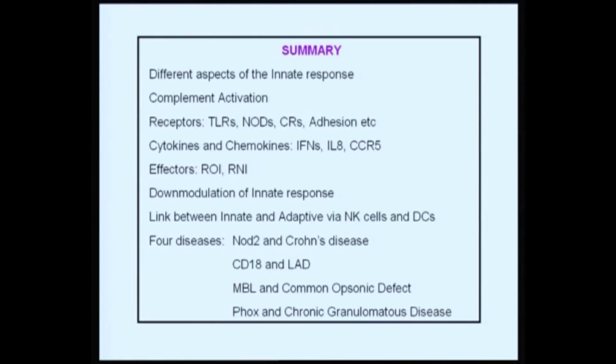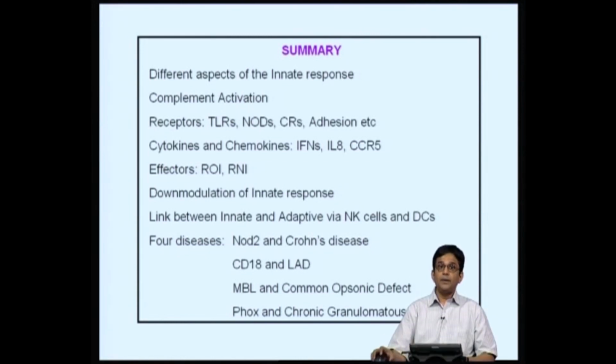I will now briefly summarize and go over some of the main aspects that we have covered today. First, we have tried to study different aspects of the innate response. We have looked at complement activation. There are 3 different pathways by which it can be activated: the classical, the alternate, and the lectin pathway. And you have receptors that are involved. You have the TLRs, you have the NODs, you have the complement receptors, you have the adhesion receptors.